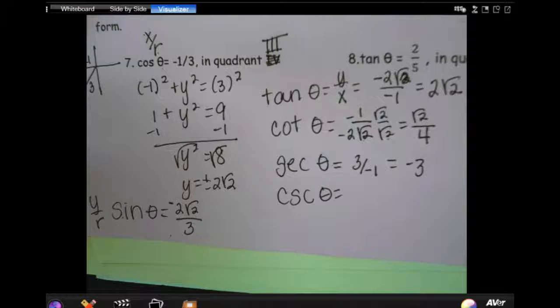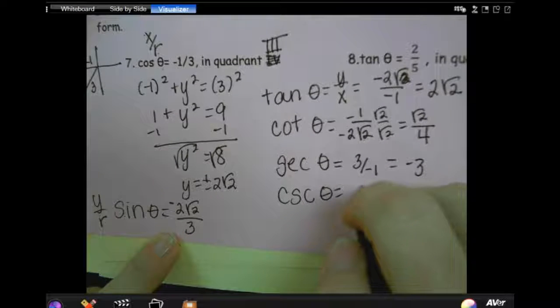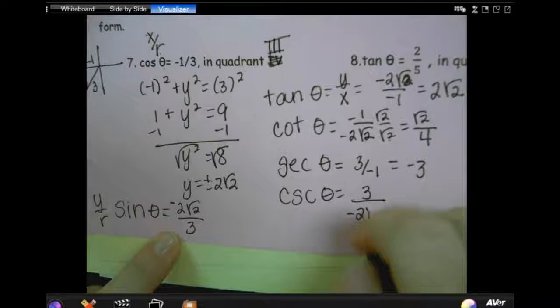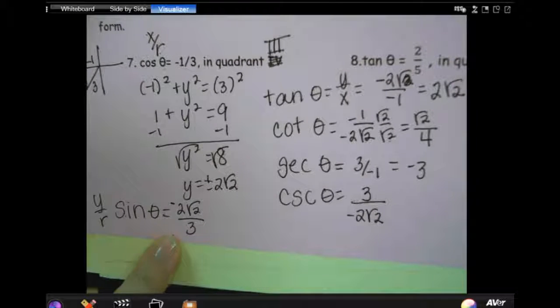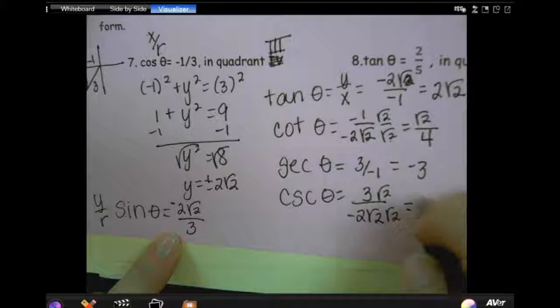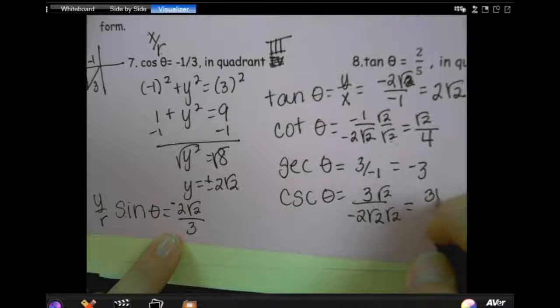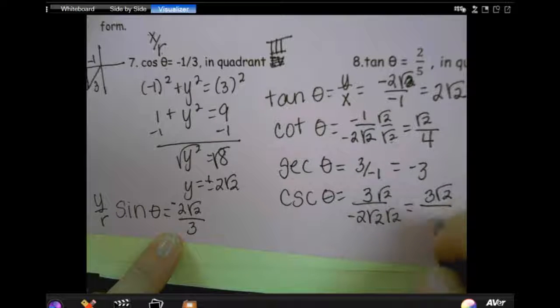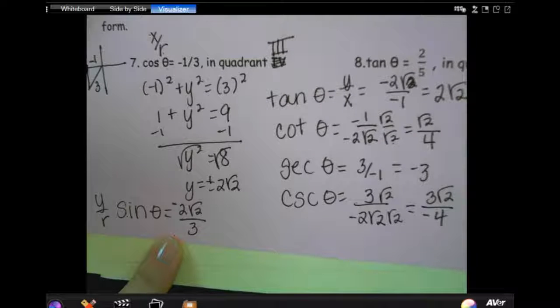And the cosecant, we're going to flip the sine. So I'm going to have 3 over negative 2 square root of 2. So what do I do? Okay. So it's 3 over negative 4. Wow, that was scary.